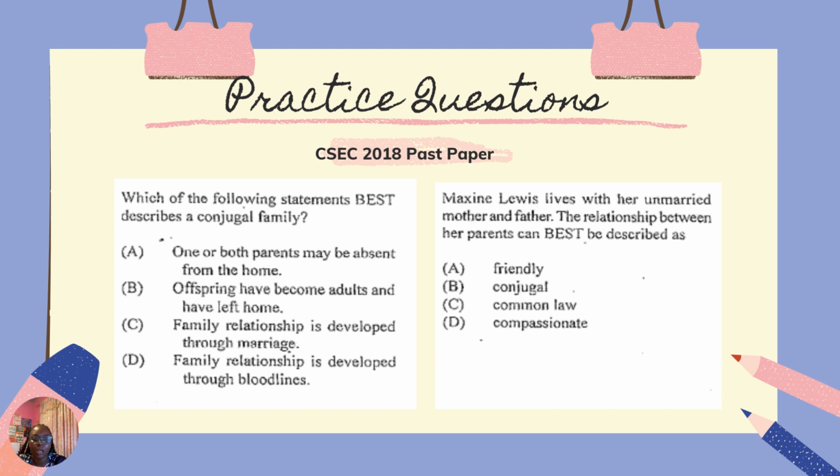Even though we didn't look at common law, let me explain common law at this time. Common law, as it suggests, is the most common type of union within the Caribbean, and I'm going to go more into unions. Common law is where a man and a woman live together and they're not married. They usually live at the same residence for a period of years. So that's a common law relationship, and that would be the answer.